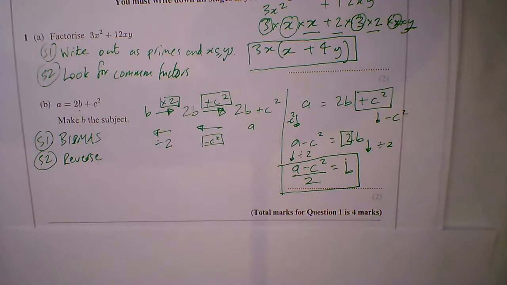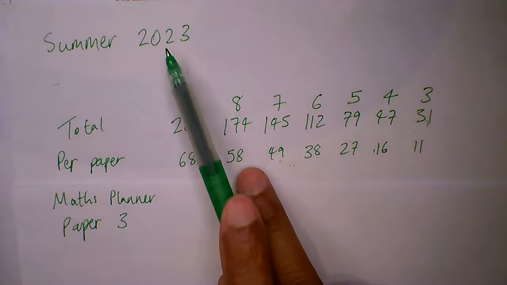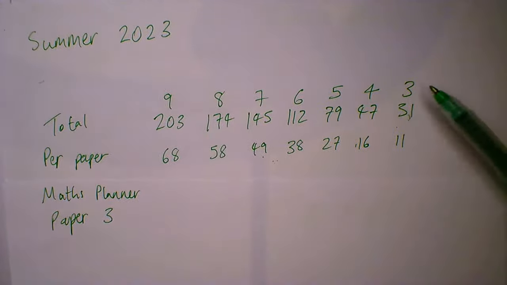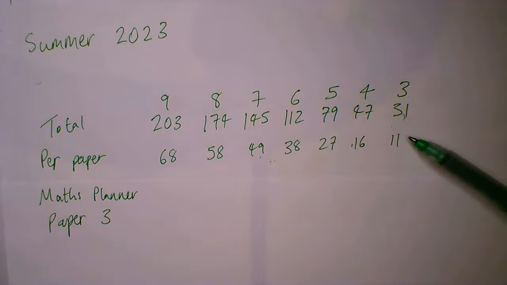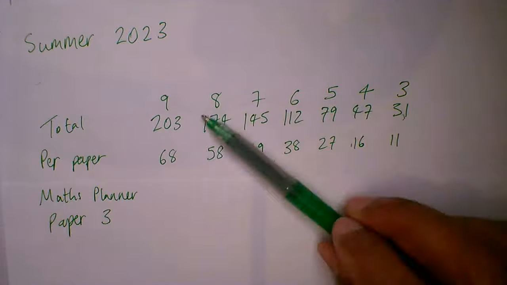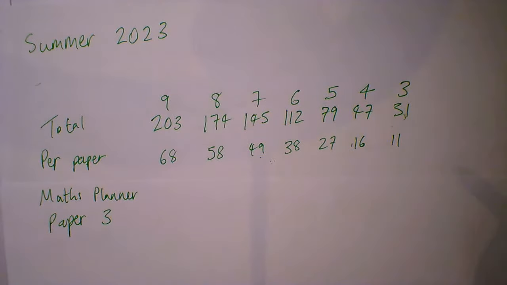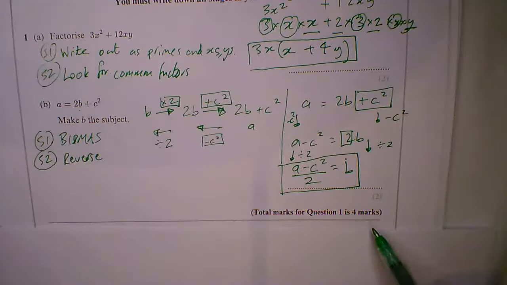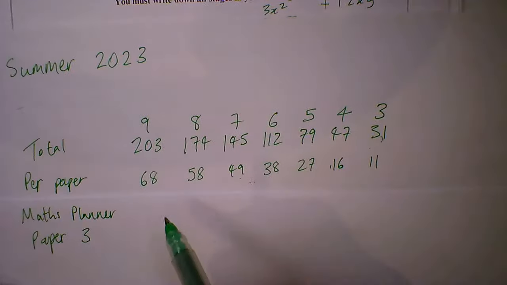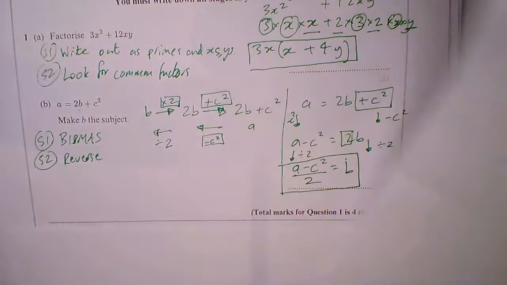Now we like to see how many marks we can bank. So these are the grade boundaries for the summer 2023 papers. For a grade 3, for all 3 papers, we needed 31 marks. So per paper, we need 11. Now, these obviously are just indicative. Things will go up, things will go down, so we're just using this as a guide. Question 1 was worth 4 marks: 1, 2, 3, 4 marks banked.